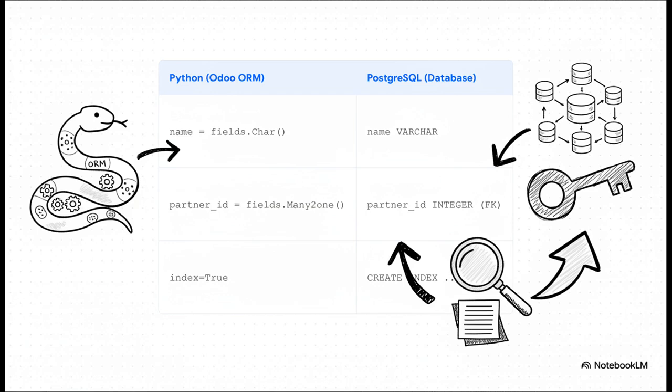That many-to-one, it's an integer column with a foreign key. And when you type index=True, you're literally telling Postgres to create an index. This isn't some high-level abstraction, folks. It's a direct command. Your field choices are the database.